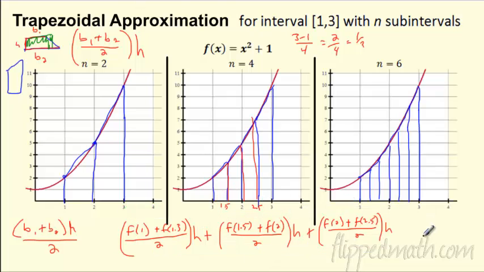All right, so add the last trapezoid in here. So I'm going from 2.5 to 3. So I'm going to say the f of 2.5 plus the f of 3, divide that by 2, times it by h.